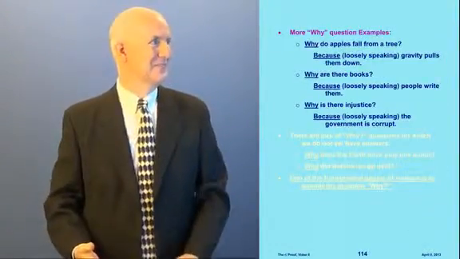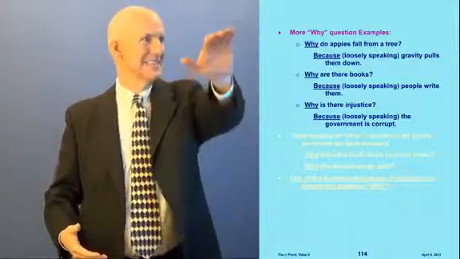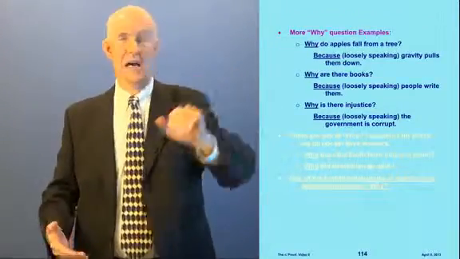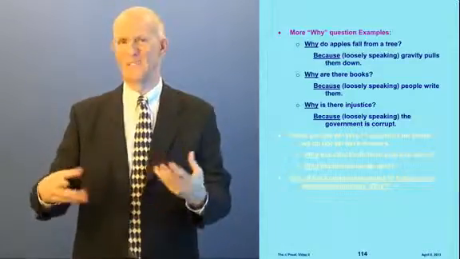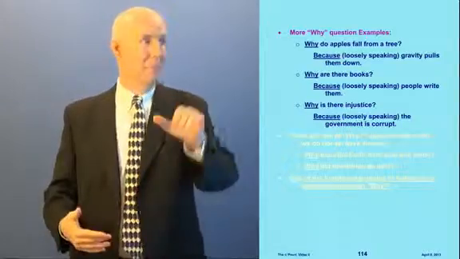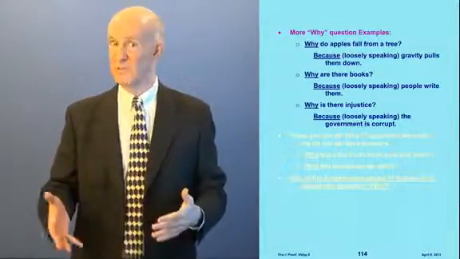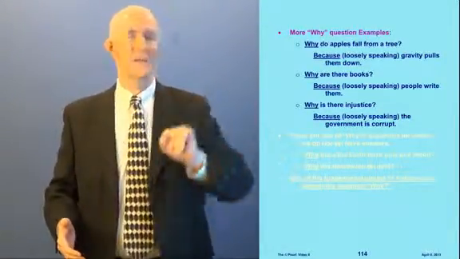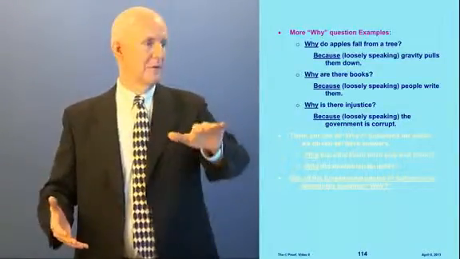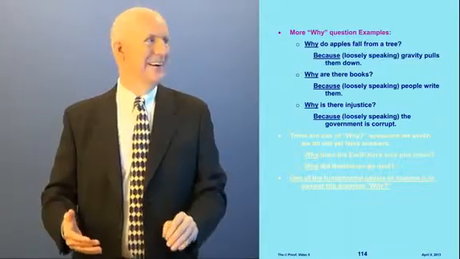All right. Let's look at some more why questions. Some more examples. Why do apples fall from a tree? Because gravity pulls them down. Well, that's loosely speaking. We actually looked at that more carefully. Why are there books? Well, because people write them. Again, that's loosely speaking. Why is there injustice? Because the government is corrupt. Loosely speaking again. So, all right.